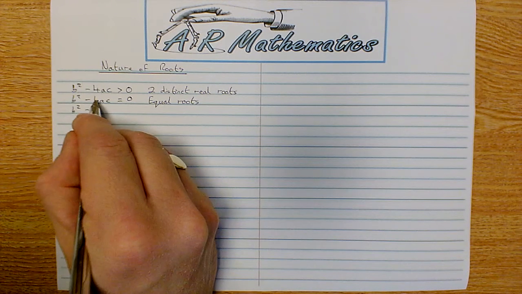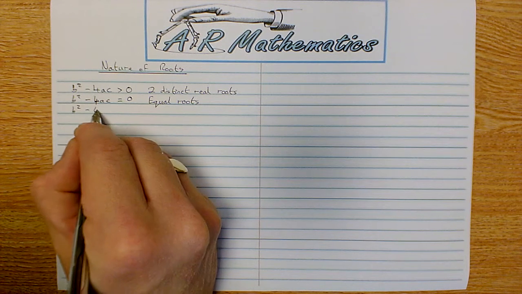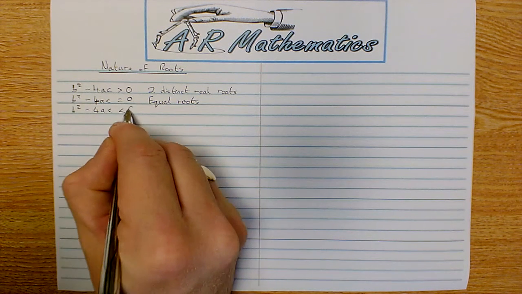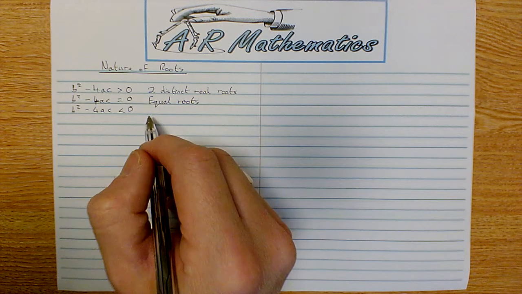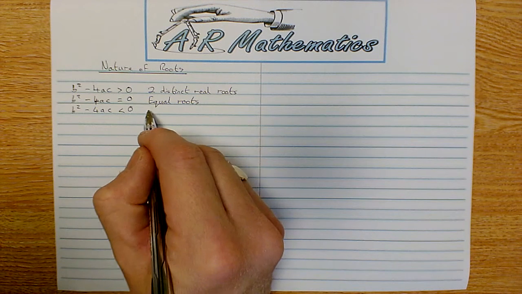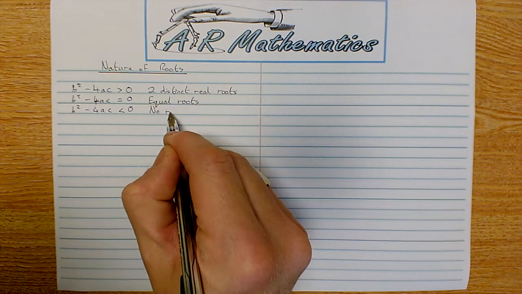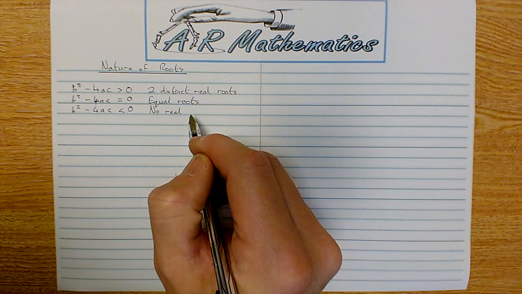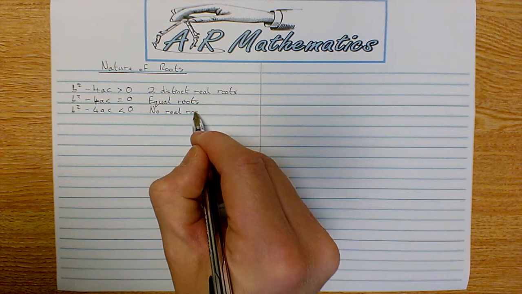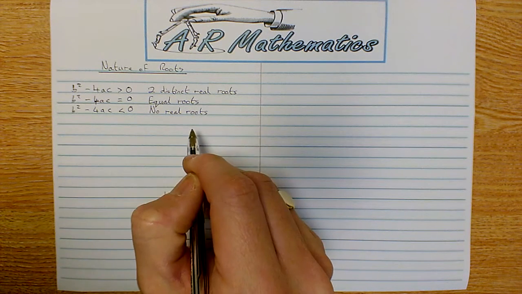Then we have b squared minus 4ac is less than 0. And if that happens, then we end up having no real roots at all. So what happens is that the quadratic curve will not cross the x-axis at all.